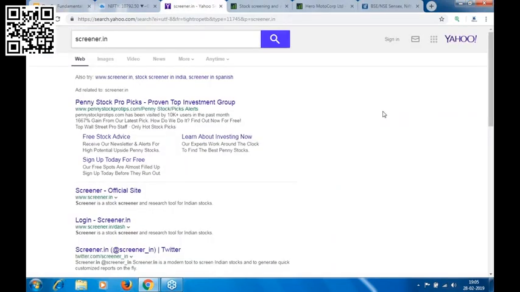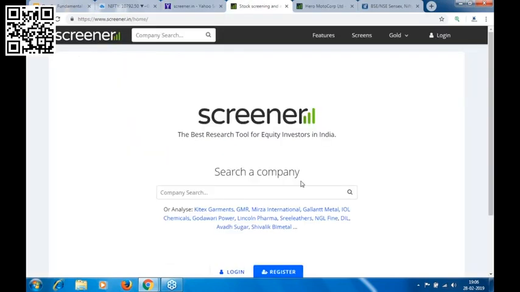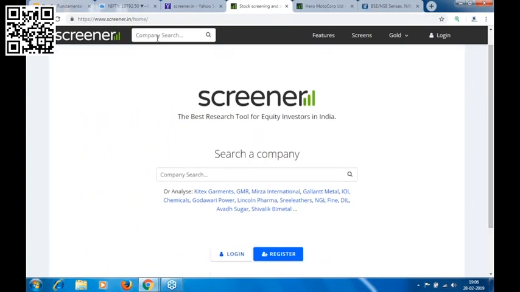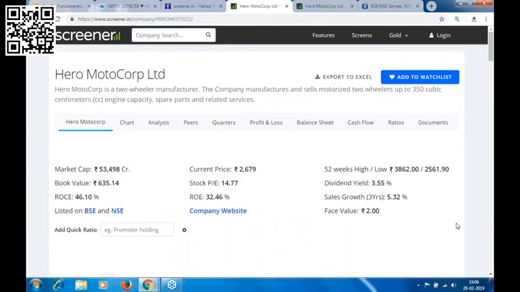So the website that we'll be using is screener.in. Simply type screener.in in your browser, and this is the website that we'll be using for our fundamental analysis. Now let us take an example of Hero MotoCorp. Now this page will open up in front of you, which will give you the details of Hero MotoCorp.